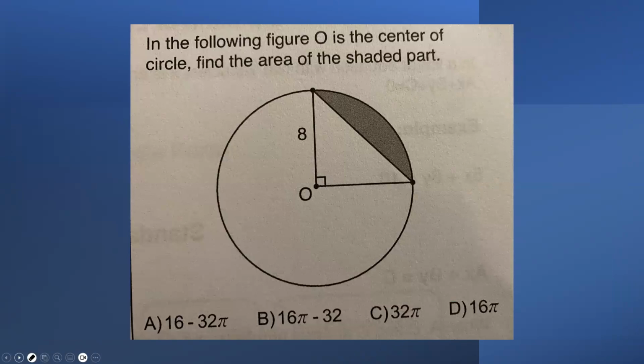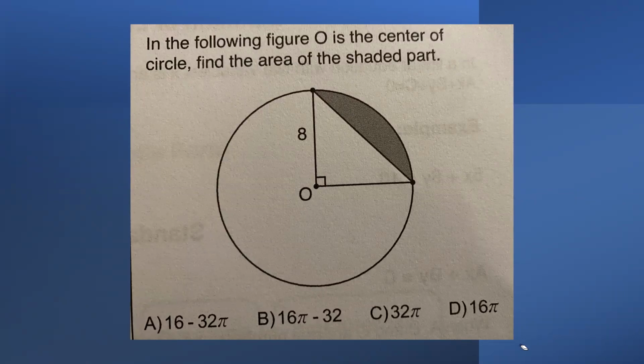Okay, in the following figure O, which is a circle, is the center. Find the area of the shaded part. The shaded part is only the area that you see shaded, which is between a quarter of the circumference and the triangle. So what we need to do fairly is divide the area into 4 quadrants.